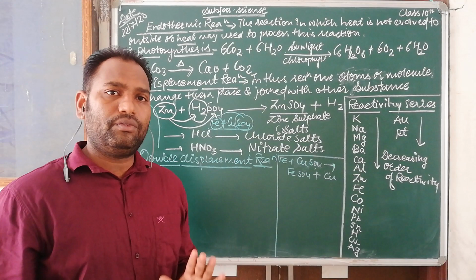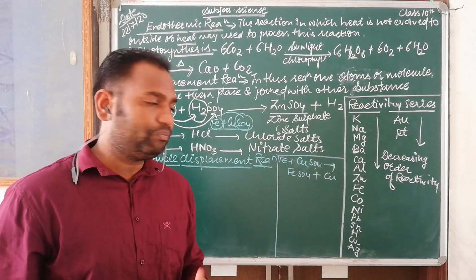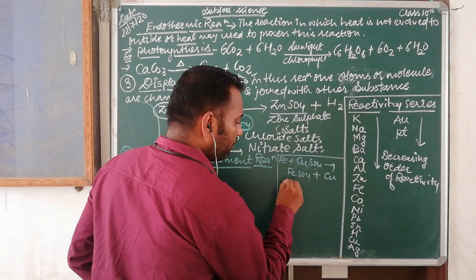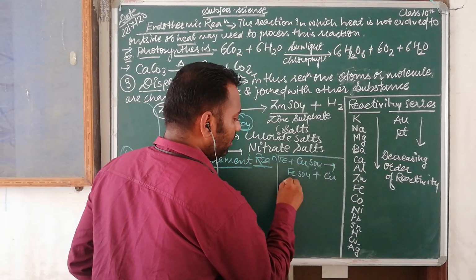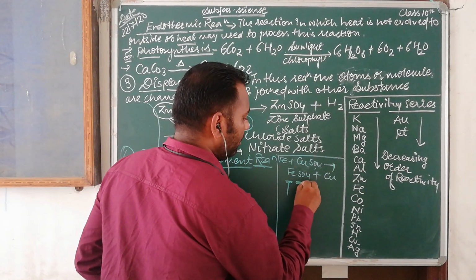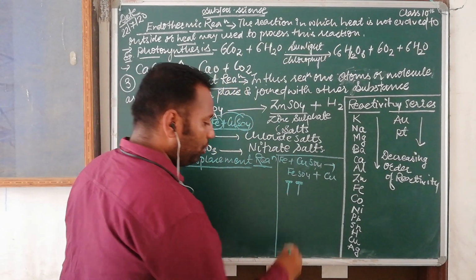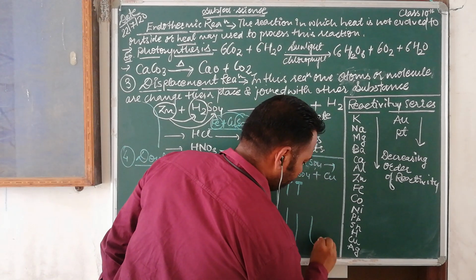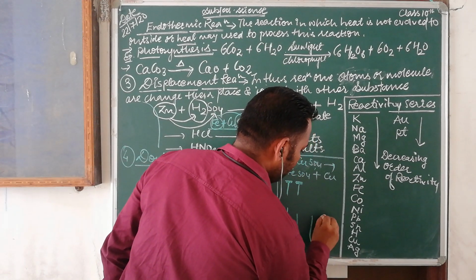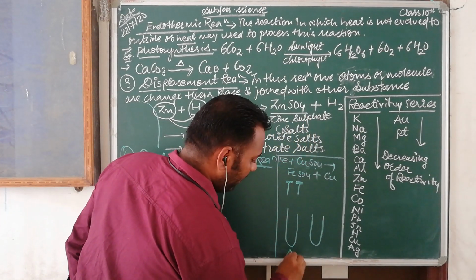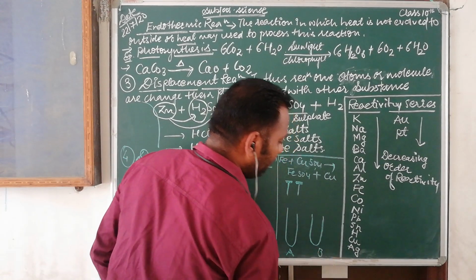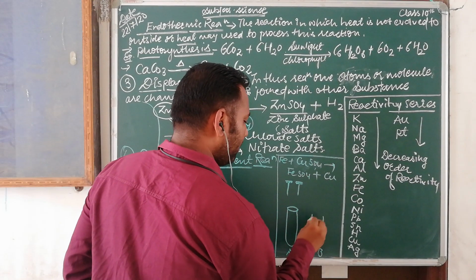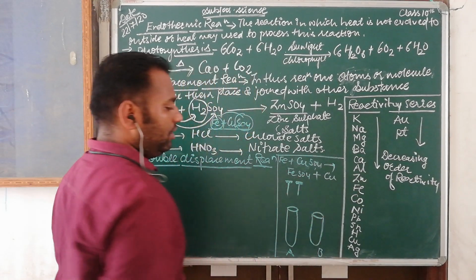For this we have to take one activity, and in this activity we are taking two nails. These are the 2 nails. We also have 2 test tubes. We will name them A and B. These are the 2 test tubes, or maybe boiling tubes, you can take anything.